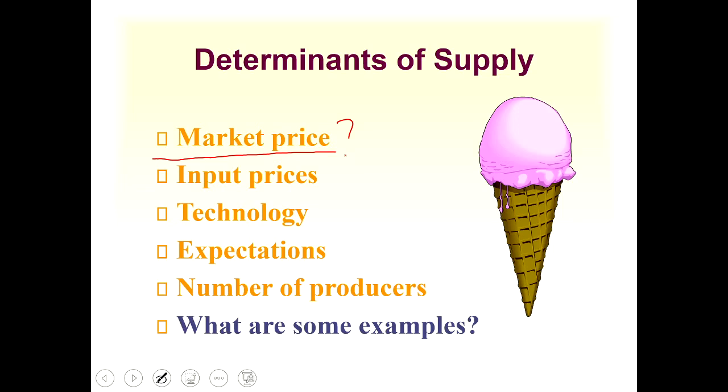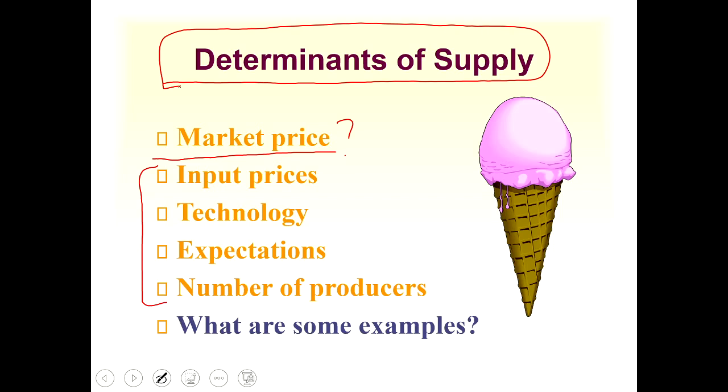So I hope you guys know the answer. It's the movement along the supply curve. It will not lead to a shift in the supply curve, but a movement along the supply curve. And the other ones will lead to a shift in the supply curve. So determinants of the supply curve. What are the determinants of the supply curve anyway? The determinants of supply simply are those factors which lead to a change in quantity supplied or a change in supply.